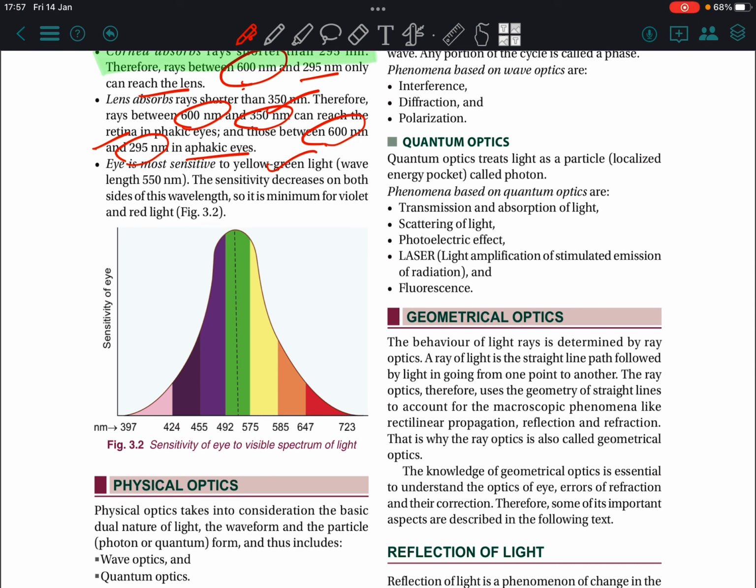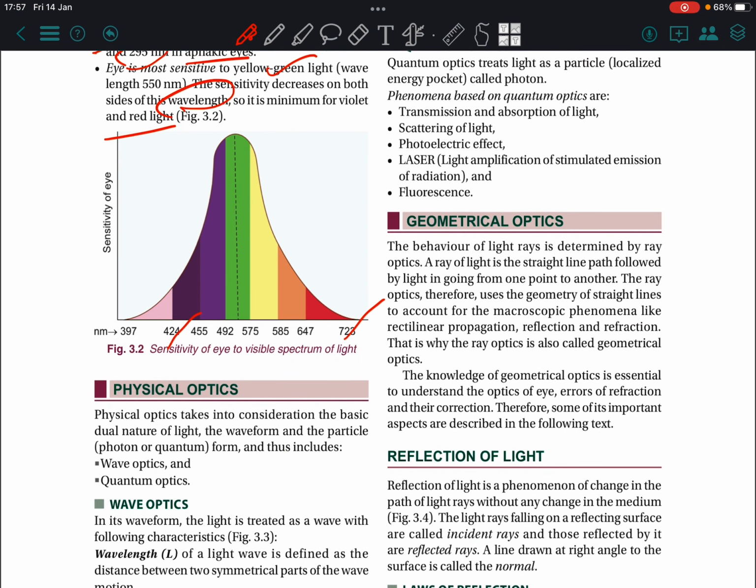Eye is more sensitive to yellow-green light, and sensitivity decreases on both sides of the wavelength, so it is minimum for violet and red light. Most sensitive to green light.